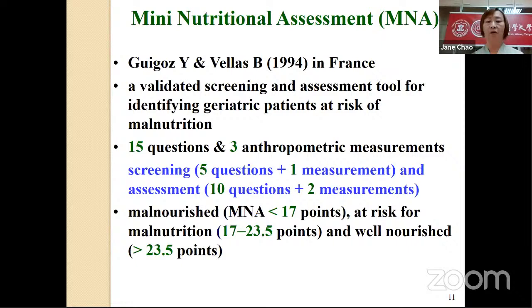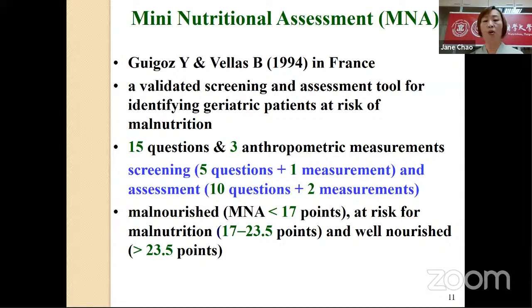For the screening part, they have six questions. Out of the six questions, five are pure questions, and only one question is related to measurement. It's an anthropometric measurement. The second part, the assessment part, contains 10 pure questions plus two questions related to measurements, also anthropometric measurements. So this questionnaire contains a total of 18 questions: 15 pure questions and three questions related to anthropometric measurements.